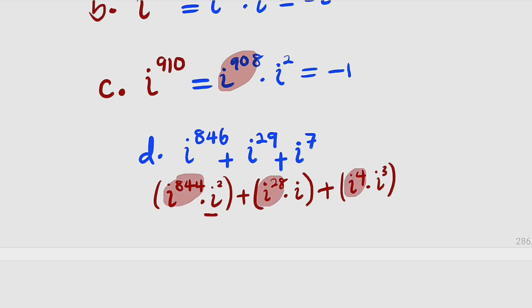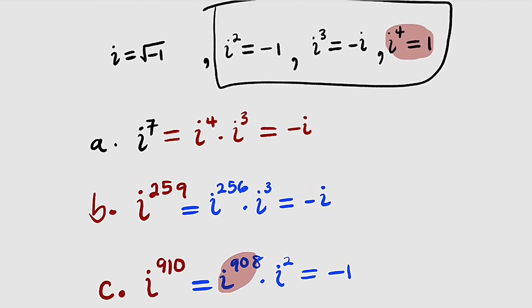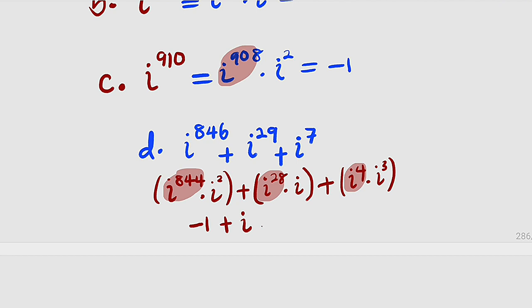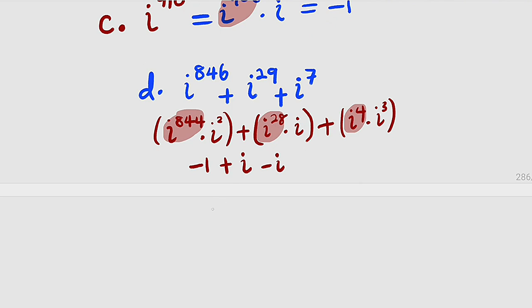We have i squared here, which is -1. So this is -1, plus we have i. But i to the 3rd power, remember, is -i. From the definition, you can see that here. It's -i. So you bring -i here, and i minus i is 0. So all we have is equal to -1.